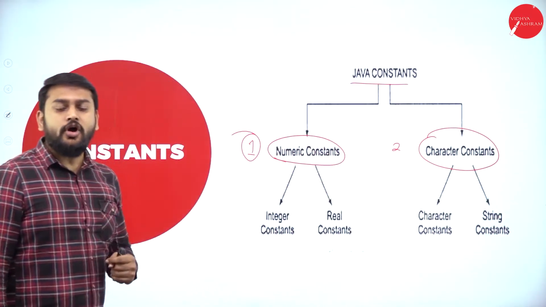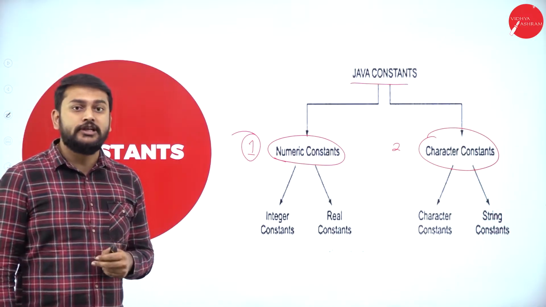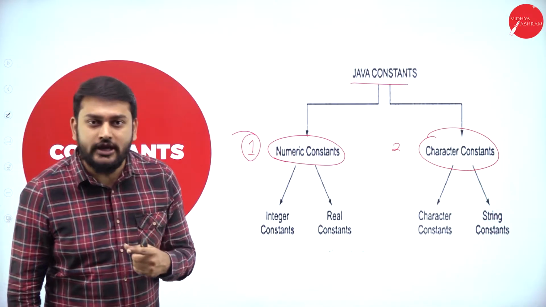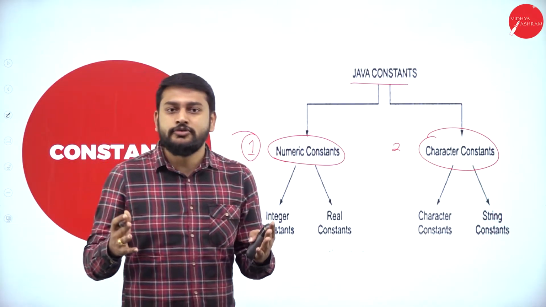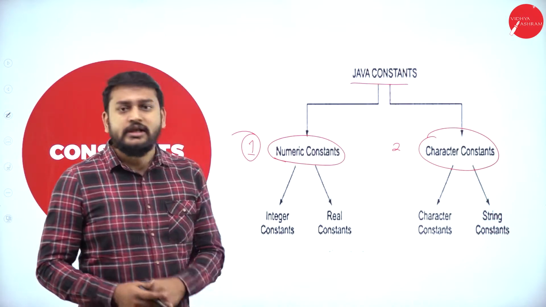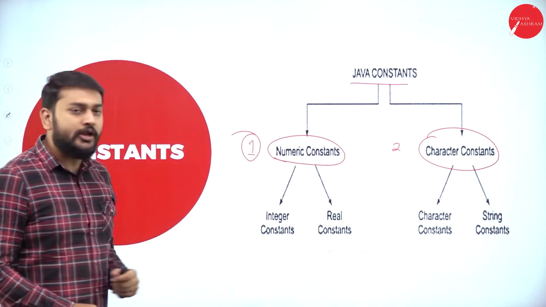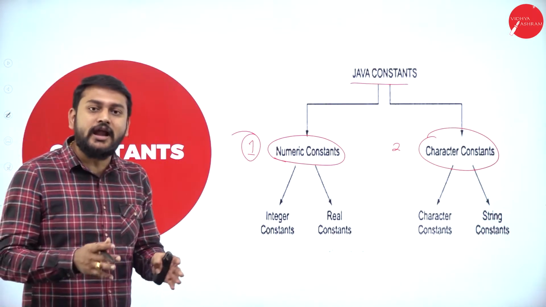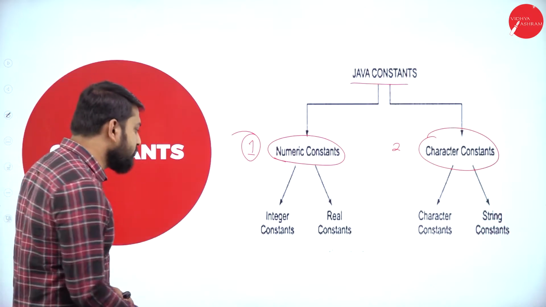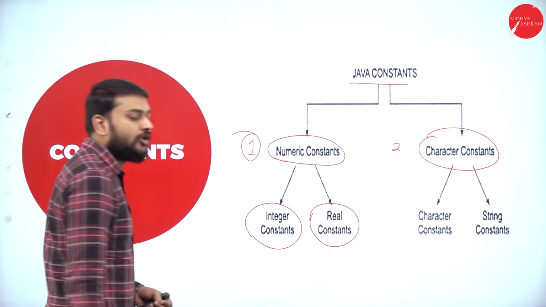So when it comes to constants, you all understood that we have two different types of constant. The first one is numeric constant, which always deals with numbers. That is what you need to remember. Easy to remember, right? The second one is character constant. Under the category of numeric constant, we have two different types of constants. The first one is integer constant and the second one is real constant.